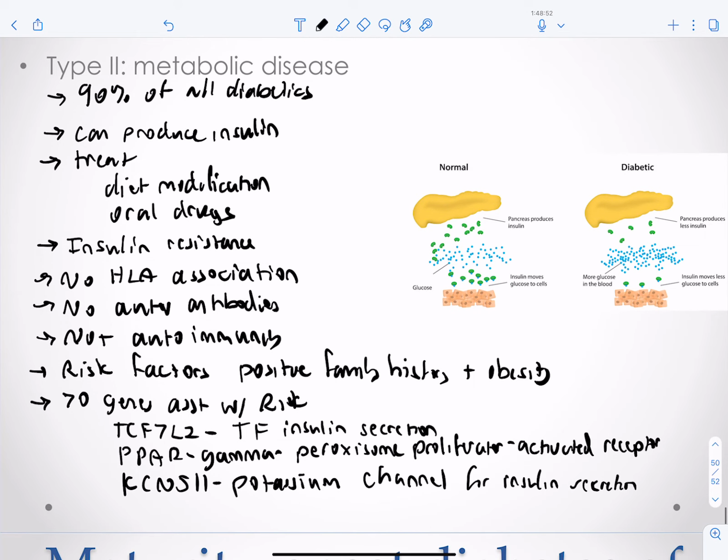Now, type 2 diabetes is referred to as a metabolic disease. And so this is going to be more prevalent, and it's more prevalent now with our lifestyle. Type 2 diabetes has no HLA association. So what we just talked about, type 2 has no HLA association, no antibodies, no T cells, no autoimmunity. In this case, unlike type 1 that cannot produce insulin, type 2 can produce insulin. So there is insulin being produced, and it can be treated with diet modification as well as drugs to help to remove the sugars from the circulation.